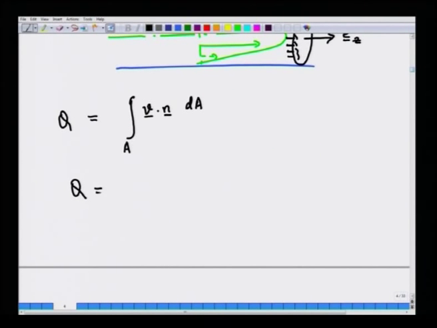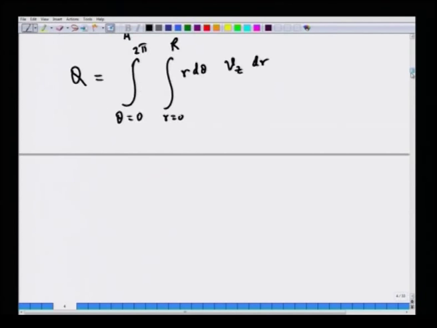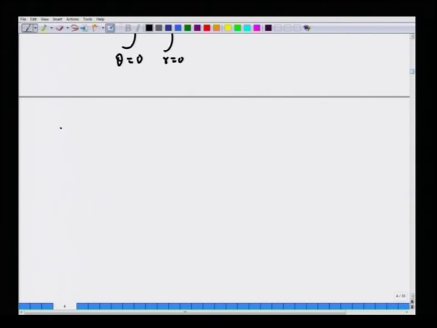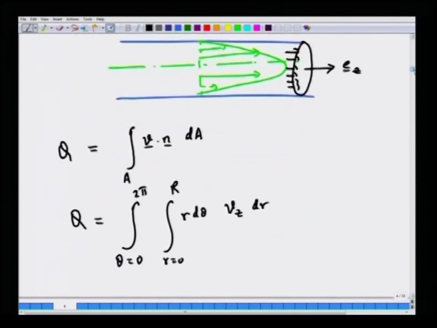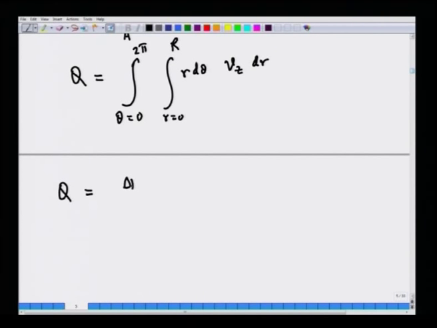So this becomes the integral with theta from 0 to 2 pi, r from 0 to R, of r d theta Vz dr. This is the volumetric flow rate. So the volumetric flow rate is nothing but, now I am going to substitute for Vz, which is delta P by mu L times capital R squared by 4, times 1 minus r squared by R squared.